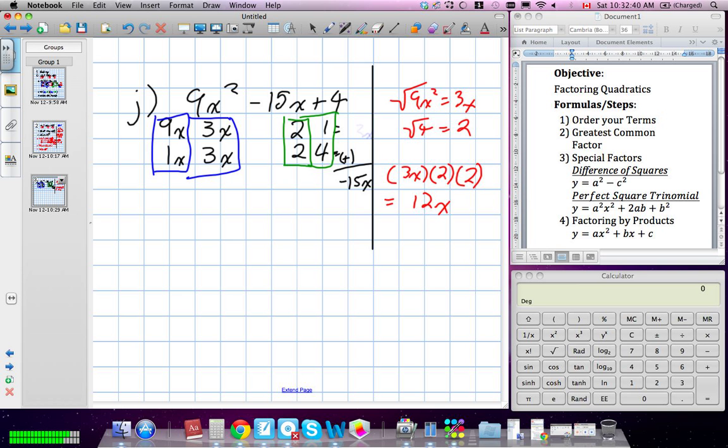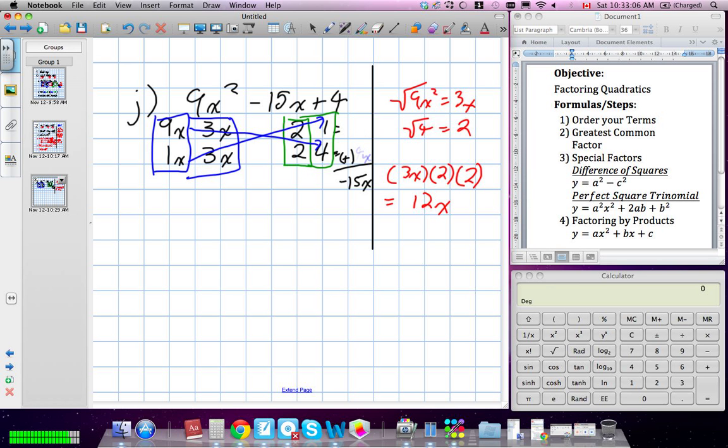So 9x by 1 will give us 9x, and what else? 1 times 4 equals 4x. Does that work? No. Let's go across. What do we get? You get 1x and 27. No, close. 36. Does that work? No. Okay, so now I know for sure that's not going to work.